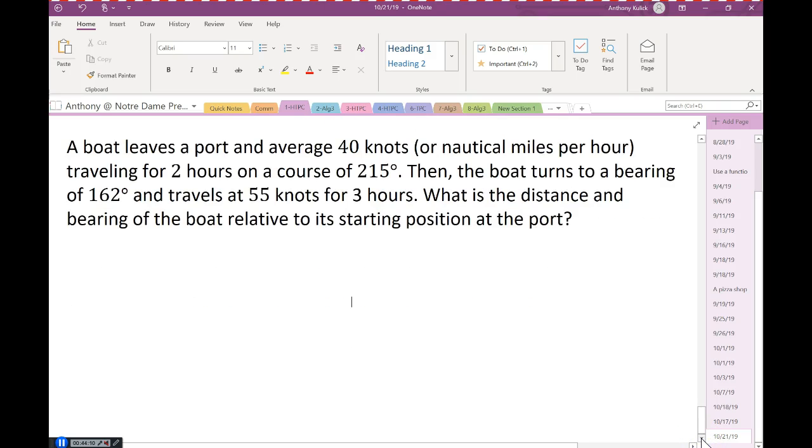A boat leaves a port and averages 40 knots, traveling for 2 hours on a course of 215 degrees. Then the boat turns to a bearing of 162 degrees and travels at 55 knots for 3 hours. What is the distance and bearing of the boat relative to its starting position at the port?